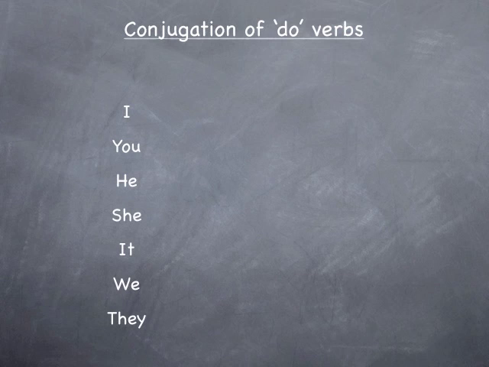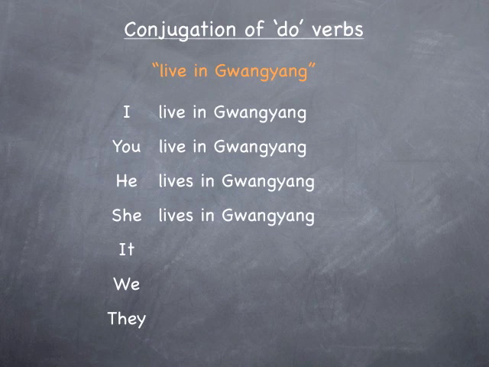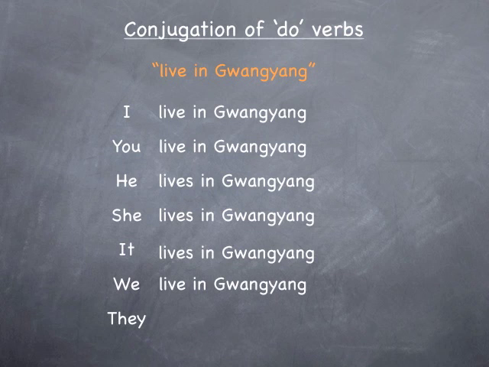For our first example, let's use the verb live, and let's use the sentence, I live in Gwangyang, and then practice conjugating for different subjects. I live in Gwangyang. You live in Gwangyang. He lives in Gwangyang. She lives in Gwangyang. It lives in Gwangyang. We live in Gwangyang. They live in Gwangyang.